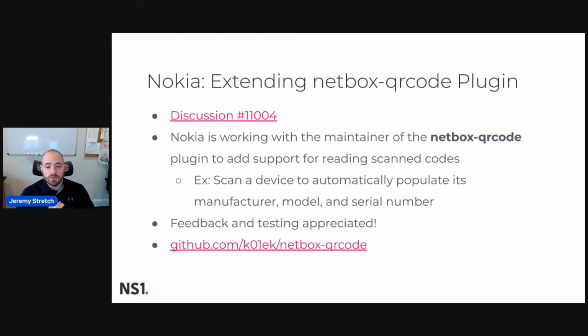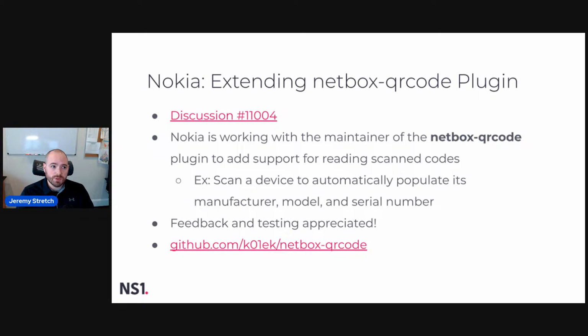First thing I wanted to highlight was that Nokia reached out recently and shared that they are working on the netbox QR code plugin. This plugin's actually been around for a while. I think it was probably one of the first open source plugins released for netbox a couple of years ago. If you're unfamiliar with the plugin, essentially it embeds a QR code in certain views, I think the device view, maybe some others, that represents a lot of the data about the object as defined in netbox, so that you can scan that with your phone or some other QR code reader and extract that data very easily from netbox or print labels or what have you.